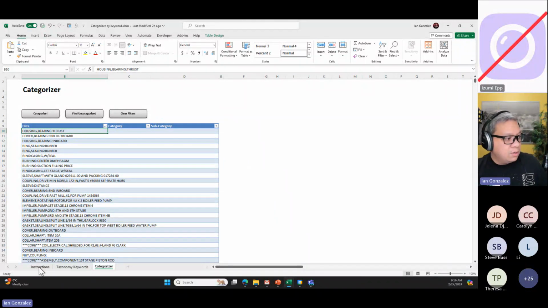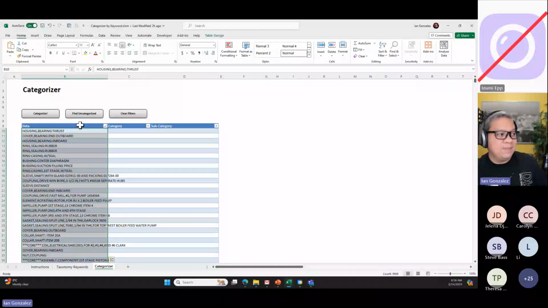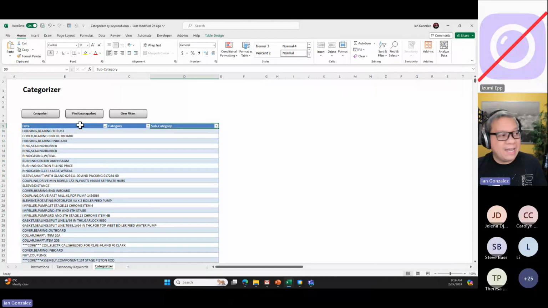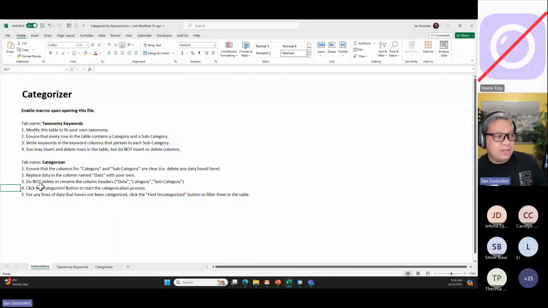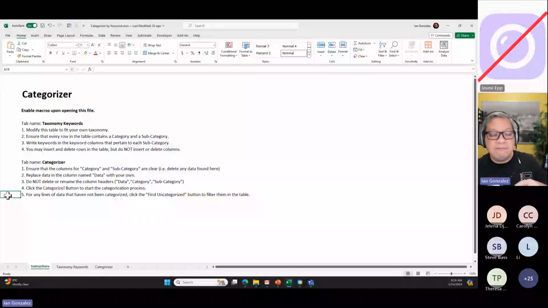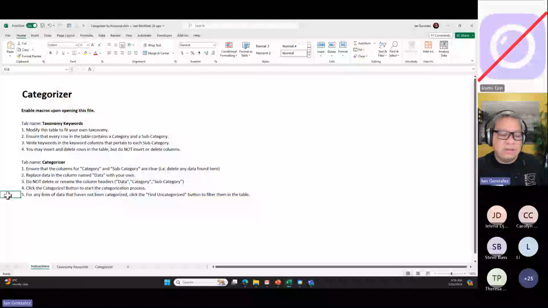All right. So next, step 3. Do not delete or rename the column headers. You might be tempted to call this something other than data, category, and subcategory. Do not. Keep the headers as is. Then you click the categorize button to start the categorization process. For any lines where there is no categorization, you can click the find uncategorized button so they'll be filtered. Then we will have a list of anything that wasn't categorized. Now you can find keywords for them.